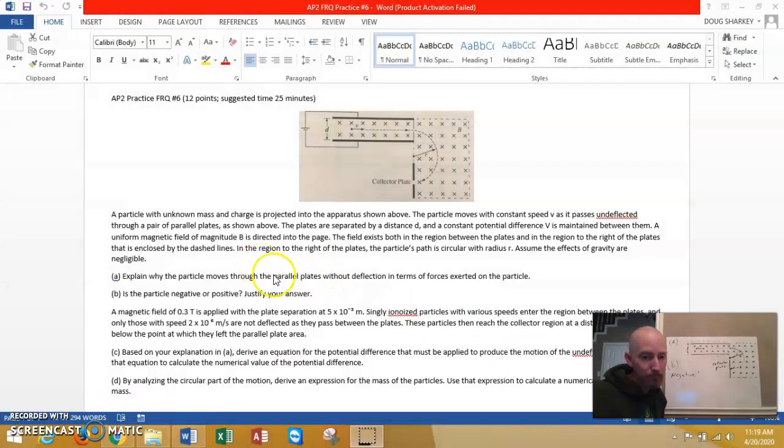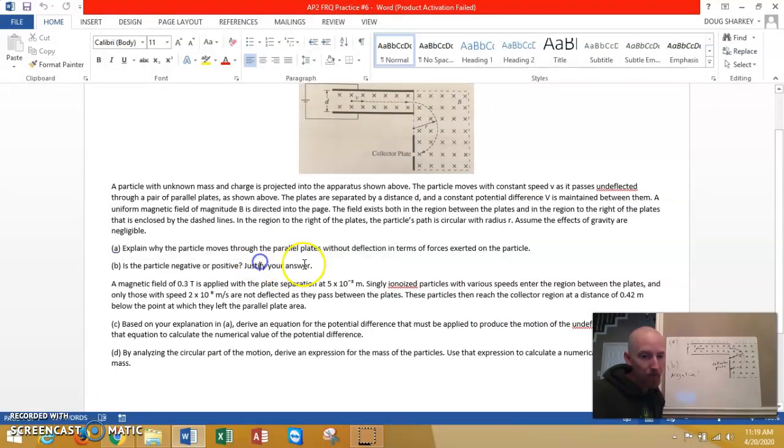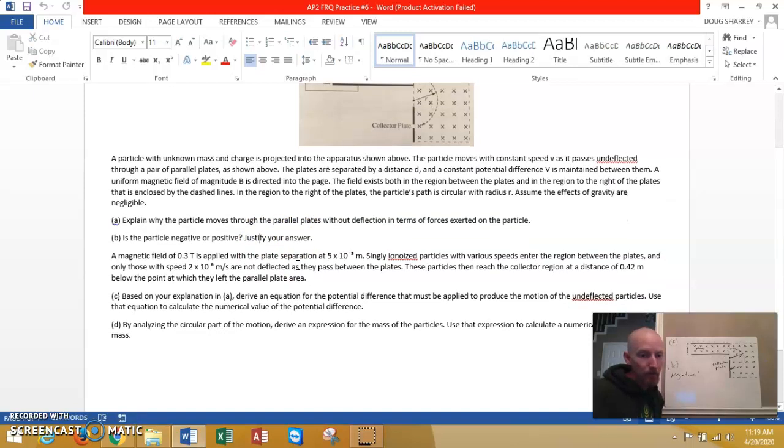We'd have to justify that. We can do that. Part C. Based on your explanation in A, come up with an equation. Okay, so what's going on here?